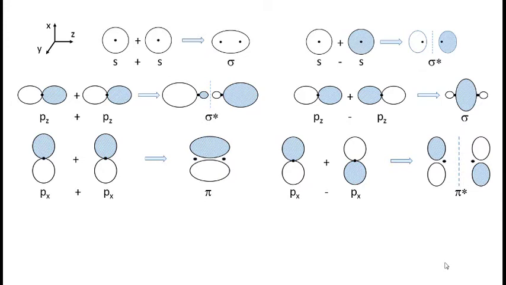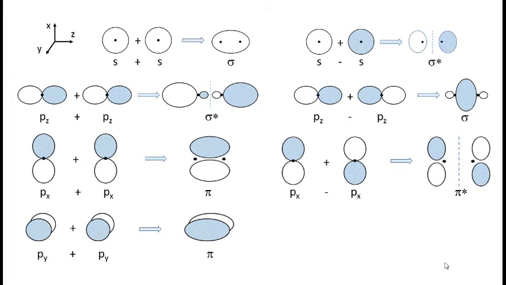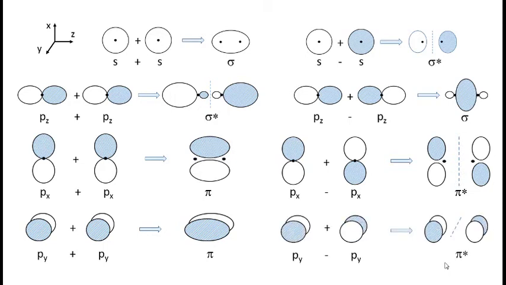The picture for p sub y is similar to p sub x, except that the orbitals appear to have fallen forward and the front lobes block our view of the nuclei. Again, the plus combination forms a pi bonding molecular orbital, while the minus combination forms a pi anti-bonding molecular orbital.